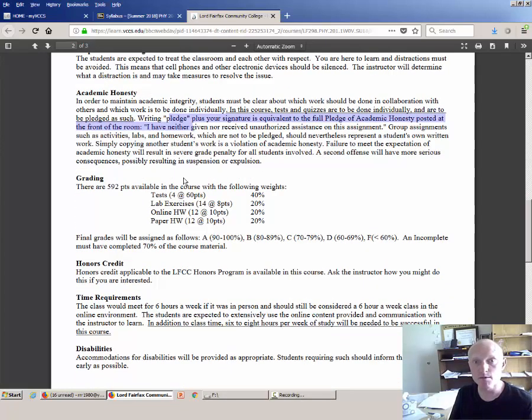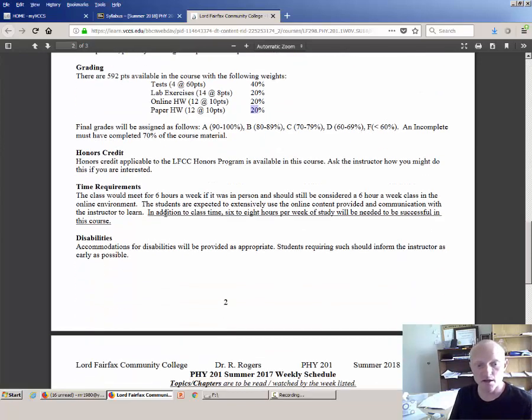The breakdown of points in this course, we have 4 tests at 60 points each, worth 40% of your grade. Labs are 20, online homework's another 20, and pen and paper is another 20. I will say, for the online homework and the pen and paper homework, I will gladly help you at the end of every lab session up until 3:30 to complete these, so I highly recommend you take advantage of that.